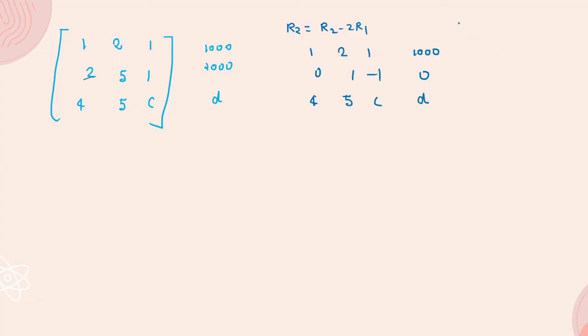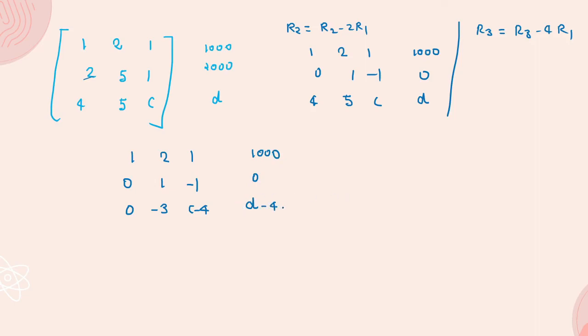Now we will apply row 3 as R3 = R3 - 4R1. So this will become 1, 2, 1, 0, 1, minus 1, and this will become 0. 5 minus 8 will give minus 3, and C minus 4. So basically this is 1000, 0, and D. Sorry, it is D minus 4k. Here k means 1000 rupees.